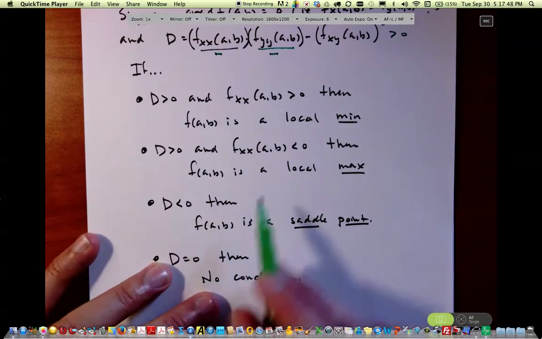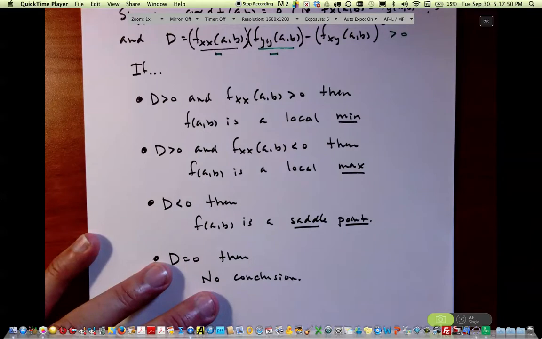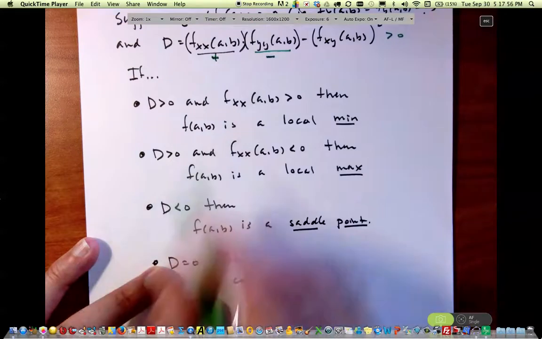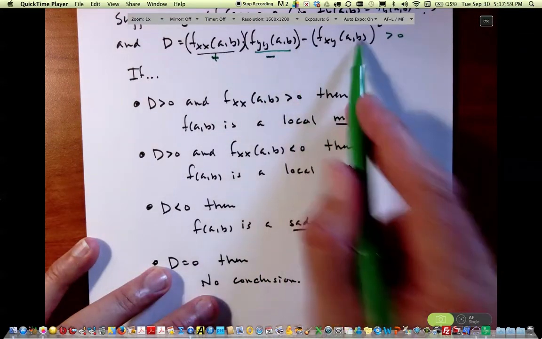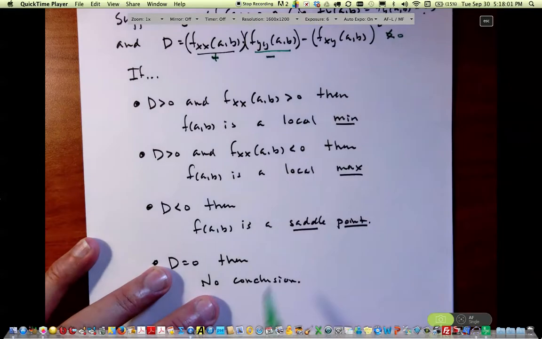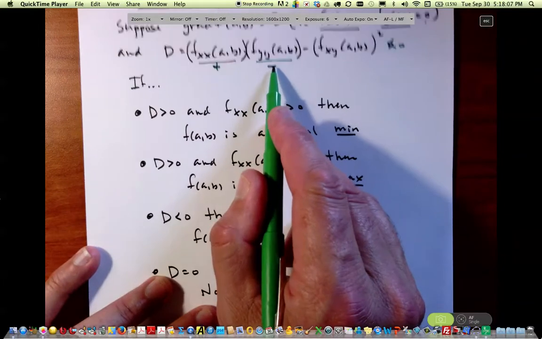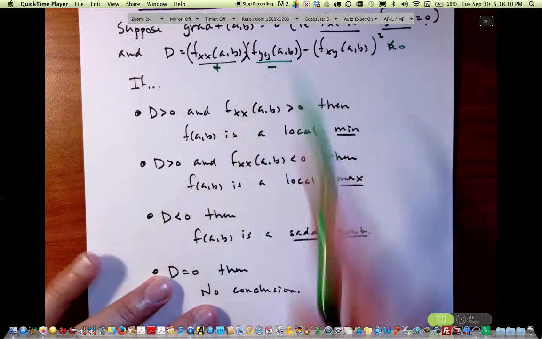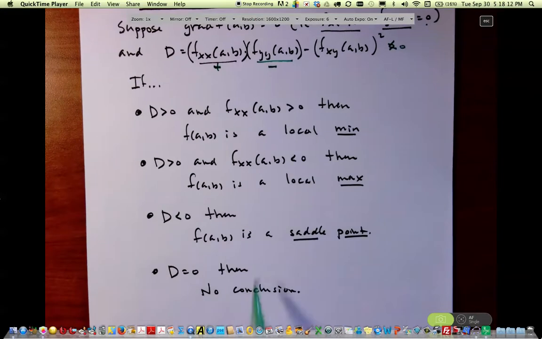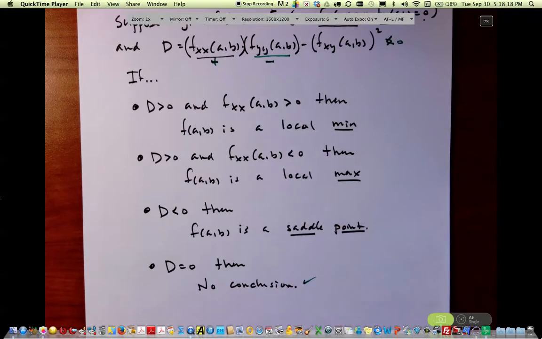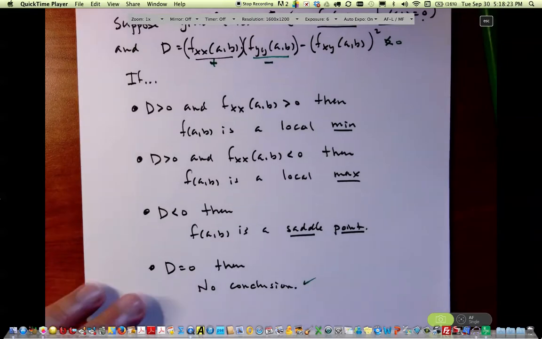All right, and then if the discriminant is negative, there are a couple of ways this could happen, but one way is that if this is positive and this is negative, we're going to get a negative number minus a positive number, which gives me a negative result. And if we think about concave up in the x direction but concave down in the y direction, that's going to correspond to a saddle point. And then if D is equal to 0, just remember that there's no conclusion. That doesn't mean that it's not any of these, it just means that we can't make the decision based upon the second derivative test.